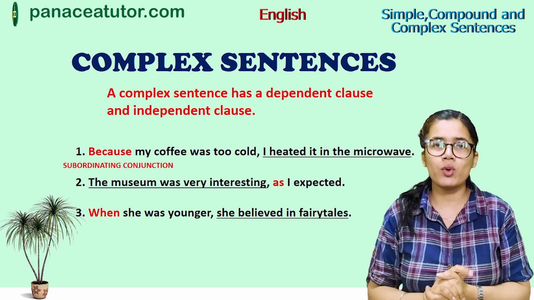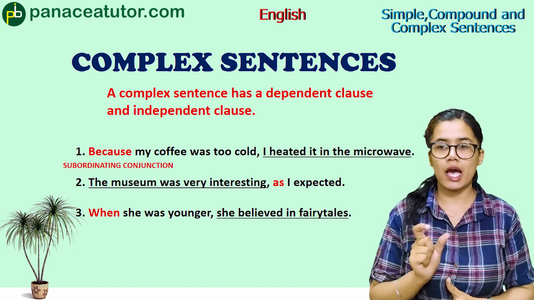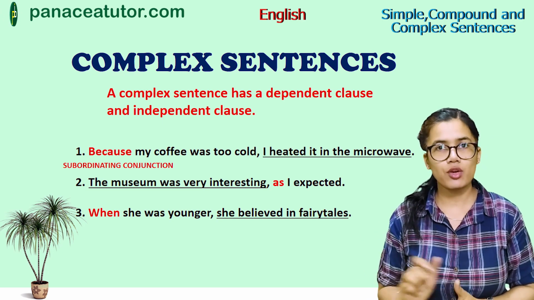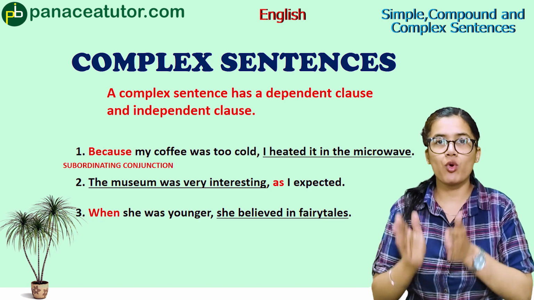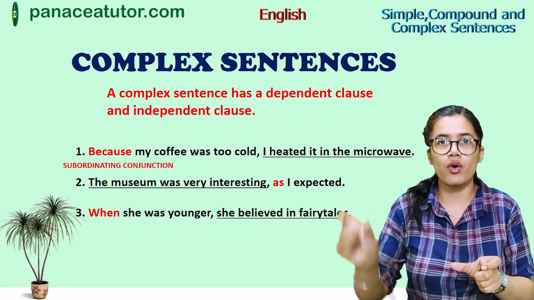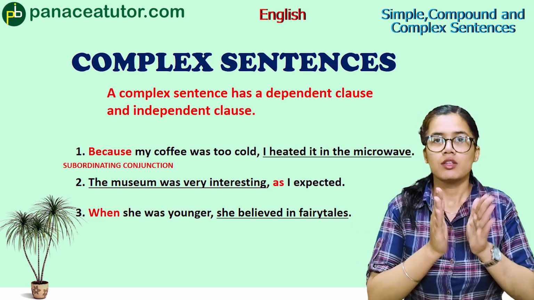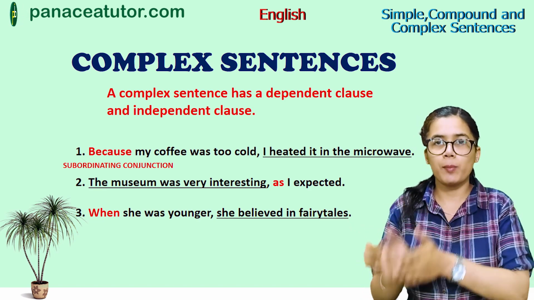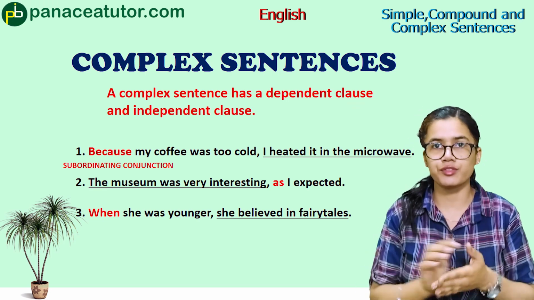So here are a few examples in front of you. Because my coffee was too cold, I heated it in the microwave. So in this sentence, because my coffee was too cold is the dependent clause, and it is dependent on I heated it in the microwave, and we join these dependent and independent clauses with the help of subordinating conjunctions.